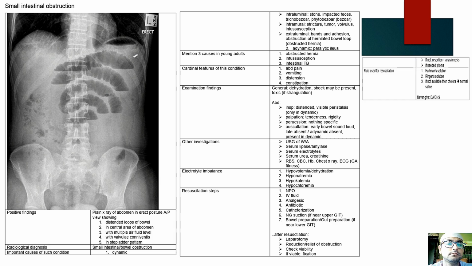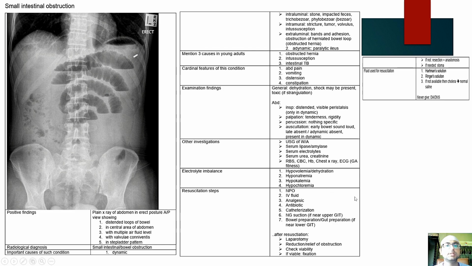So 40 to 60% of patients recover spontaneously by conservative management, but 30 to 40% of people need surgery. So that patient may not be fit for surgery initially, but simultaneously we must make the patient fit for surgery, because sometimes surgery is life-saving or an emergency. Okay, so electrolyte imbalance, I already told: hypovolemia, hypovolemic shock, hyponatremia, hypokalemia, hypochloremia.